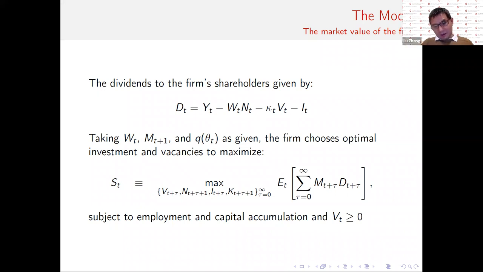In a sense, of course we only have one representative firm, but the vacancy externality is still there.